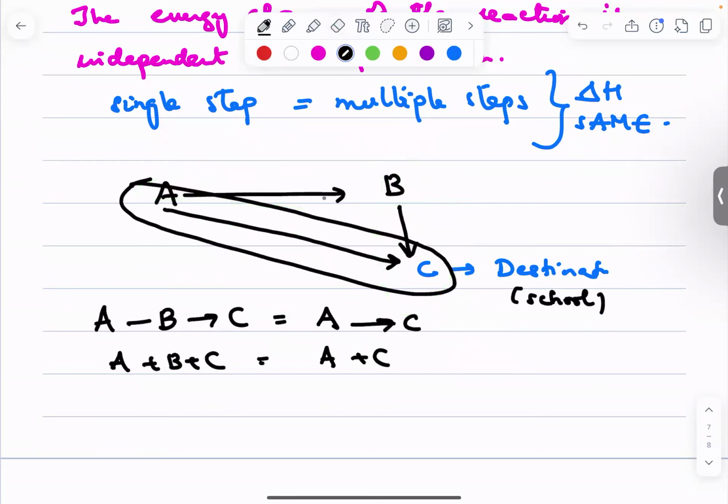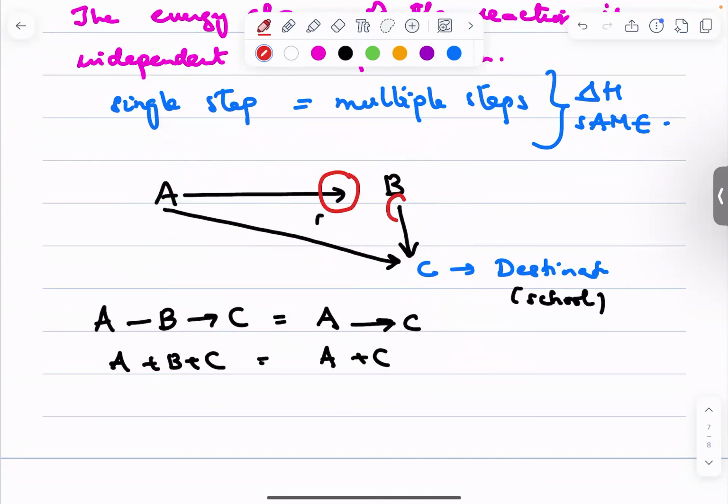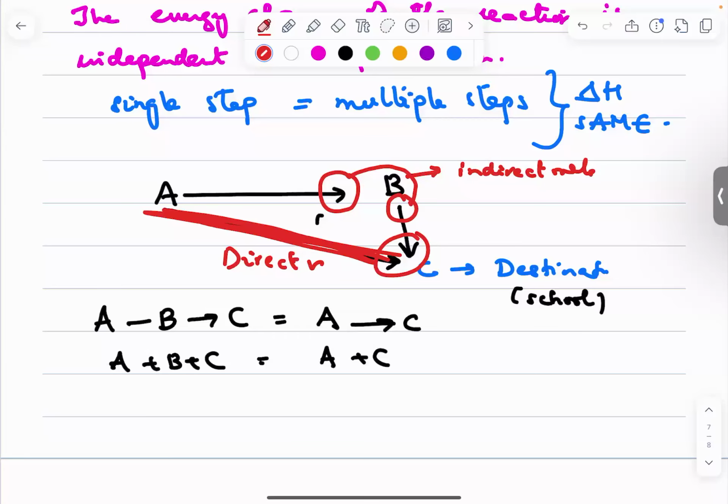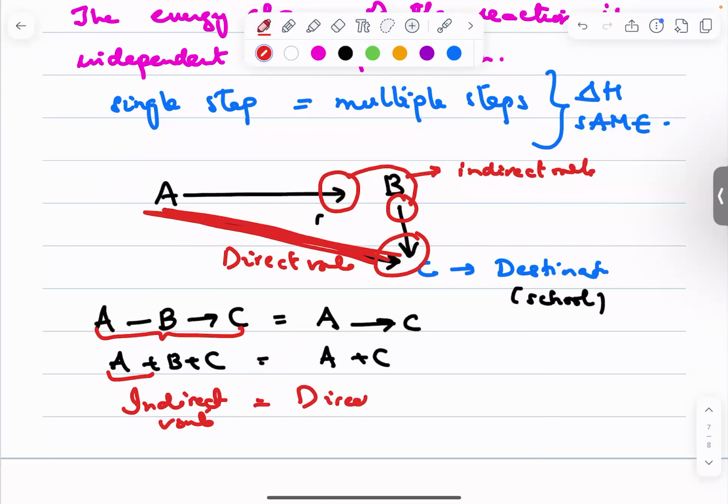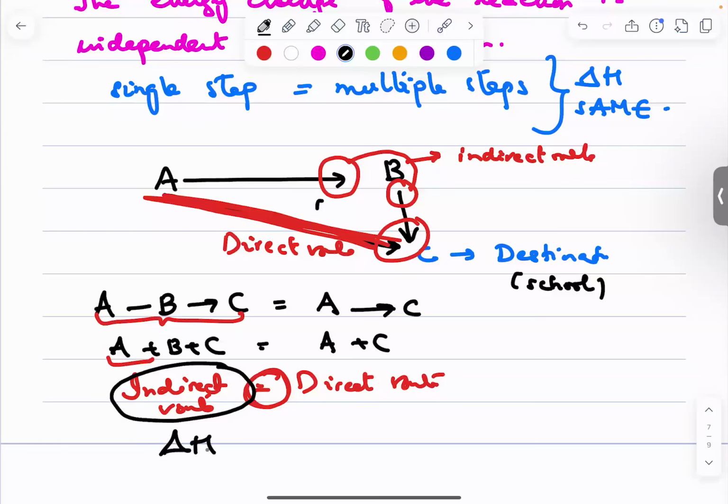Now, if we talk in terms of direct route and indirect route, always keep this thing in mind. This is a trick. Head and tail. Wherever head and tail combine, that is an indirect route. And where heads combine, this would be the direct route. So A to B and then B to C is the indirect route, and going from A to C is the direct route. So I'm going to write: direct route is equal to indirect route. This is very important. What is the meaning of equal? That means whatever is the enthalpy change in the indirect route, that would be the same as the direct route. Is it clear? Yeah. Any confusion? No.